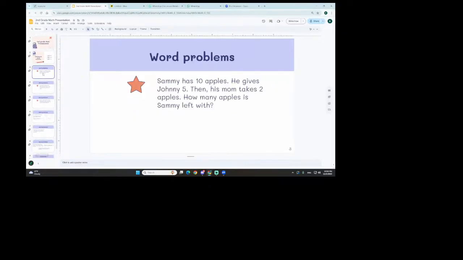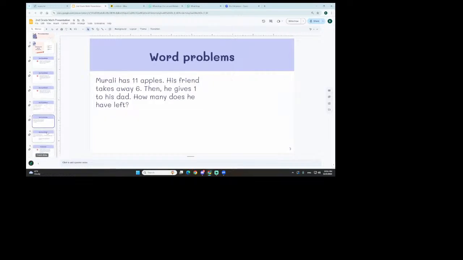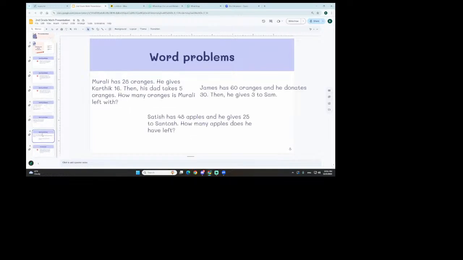So now that we've done some word problems, we understand how to identify the first number, find what we're subtracting, and we understand how to visualize. Now, let's do a few, these are the exit slips questions.